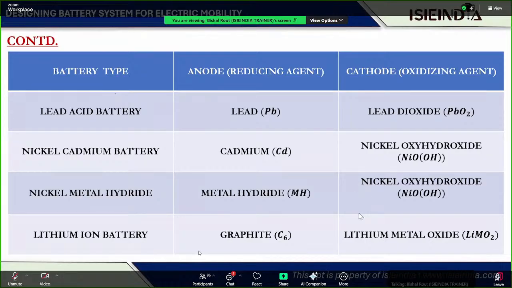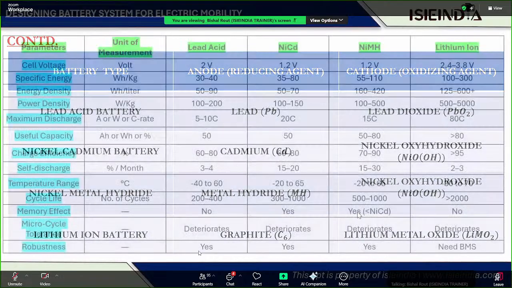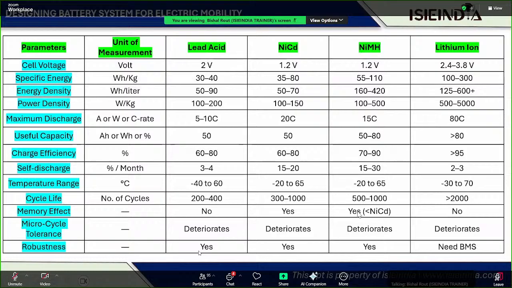Great. So this is something which is used as an oxidizing agent, and positive and negative here. Let us move forward. So you can find these are the multiple parameters which will tell you why we wanted to use lithium ion cells rather than lead acid, nickel cadmium, and nickel metal hydride. You can see this table, and on the left hand side you have multiple parameters. First parameter is the cell voltage. If I'm talking about the lead acid battery, it is going to give you 2 volt, nickel cadmium 1.2 volt, NiMH 1.2 volt, and lithium will give you 2.4 to 3.8 volt.